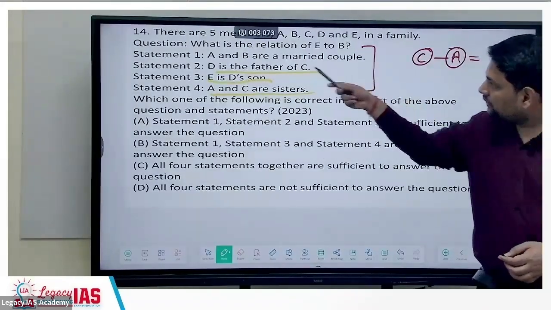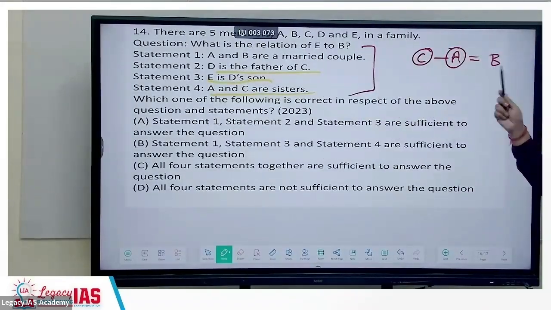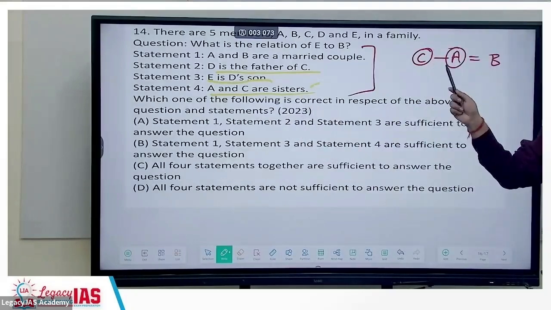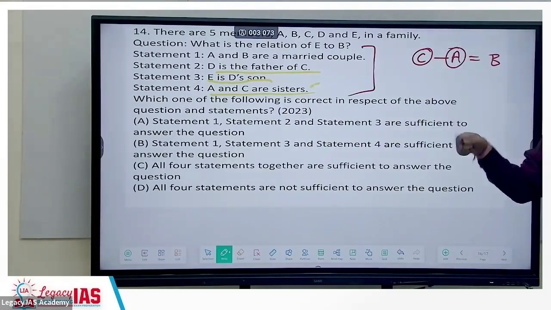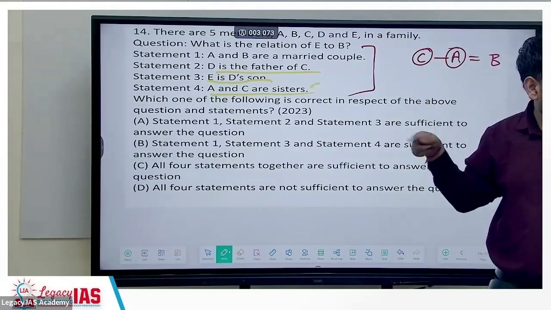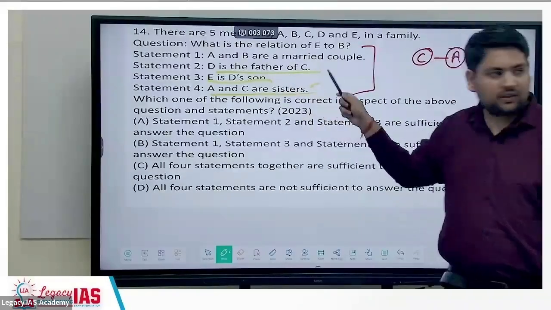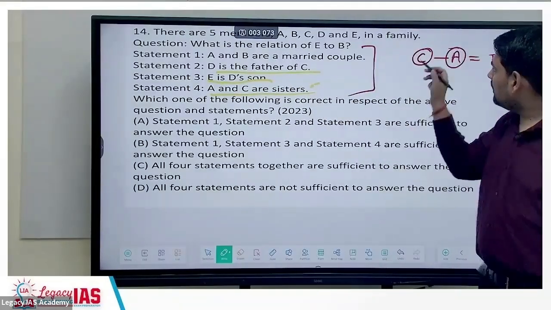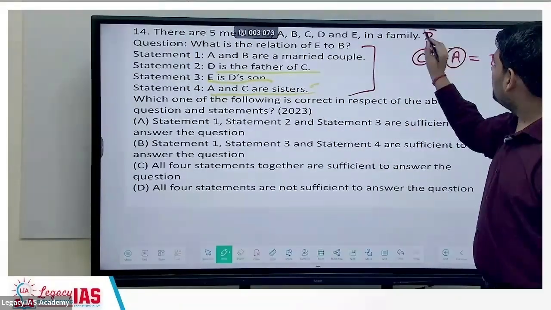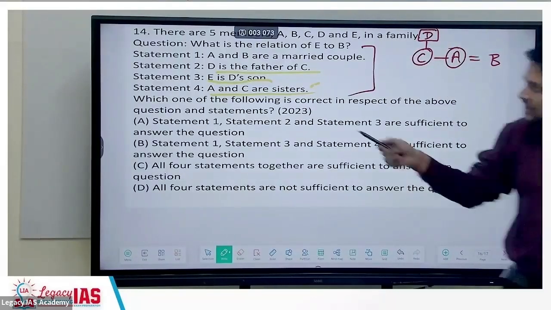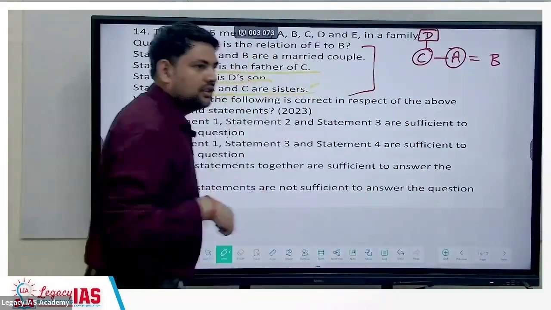This we know. So first, what we did was A and B are married. Then we saw any relation that is related to A or B, which was the 4th one. So A and C are sisters. So we made A and C sisters. Then now we have C also. So we find any statement which has C. So D is the father of C. Correct. Then E is D's son.